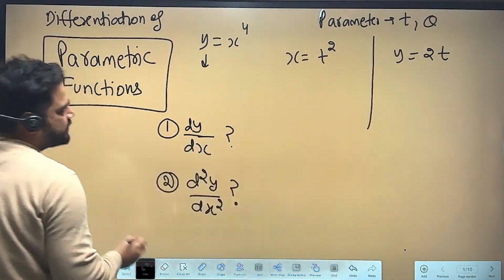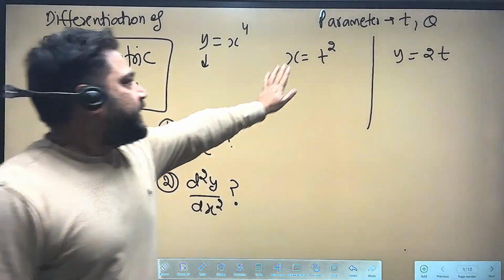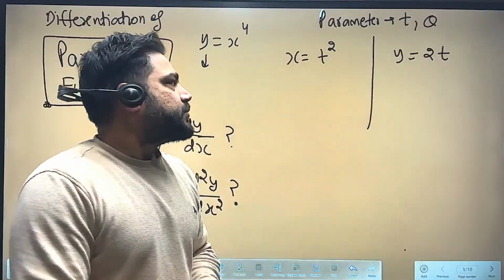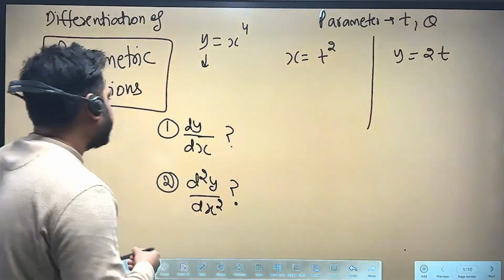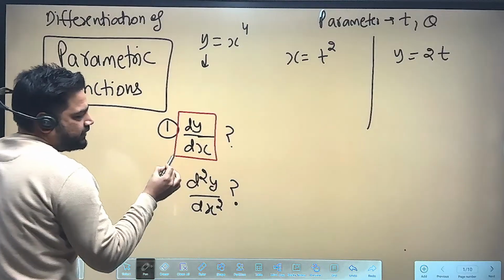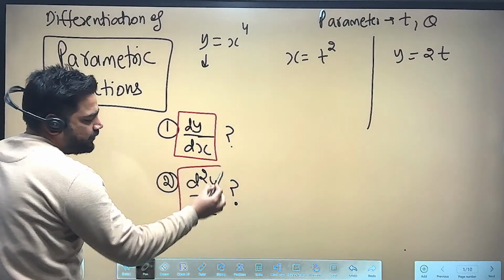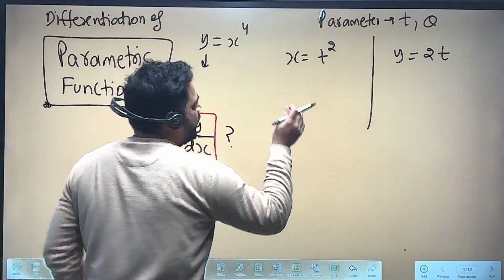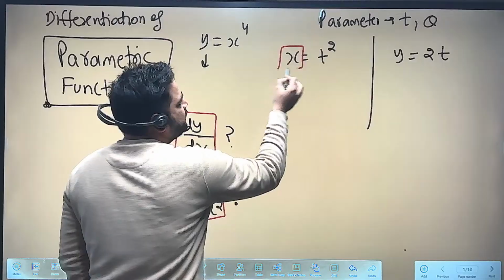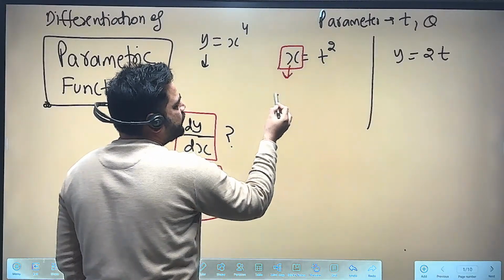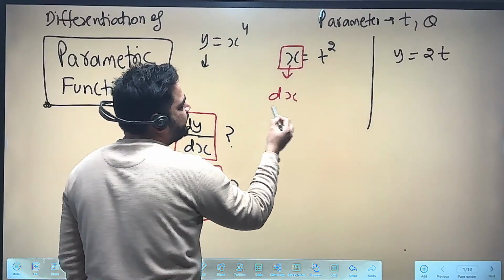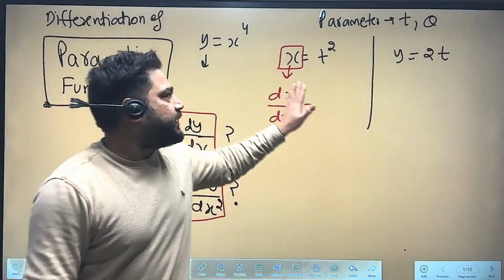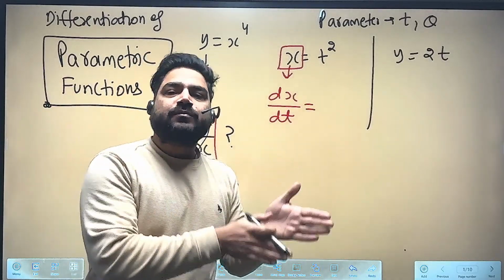Okay, so how to do this? Fine. x is given in terms of t square, a parameter, and y is also given in terms of t. So they can ask two questions in AP Calculus. They can ask you to find dy by dx, and they can also ask you to find d square y by dx square. How to do this? For that, x is given in terms of t square, so we will differentiate this x with respect to t. So it will be dx by dt. We differentiate x with respect to t because x is given in terms of t.